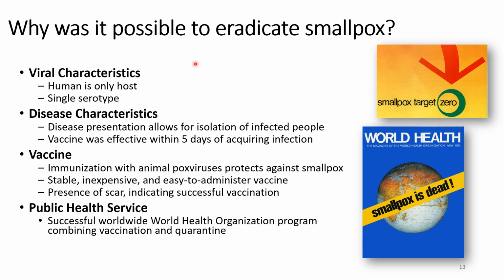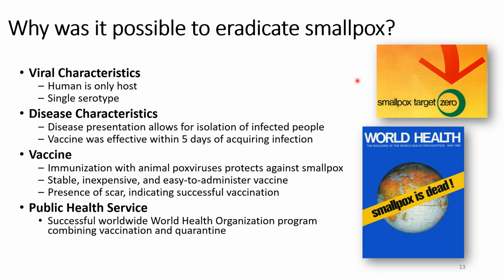So first of all, the virus characteristics were very important. If you remember, there is no animal reservoir, so human is the only host, and there is a single serotype, so there is not much diversity. Remember, this is a DNA virus; it doesn't diversify as much as RNA viruses. So the fact that there was only a single serotype helped in making a very effective vaccine. The campaign was called Smallpox Target Zero.